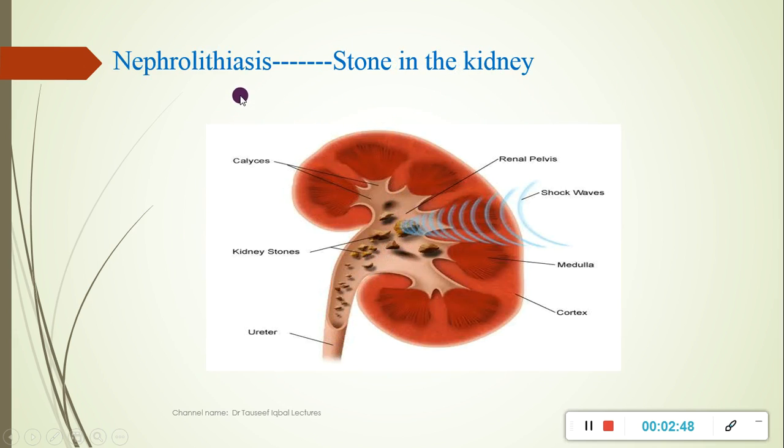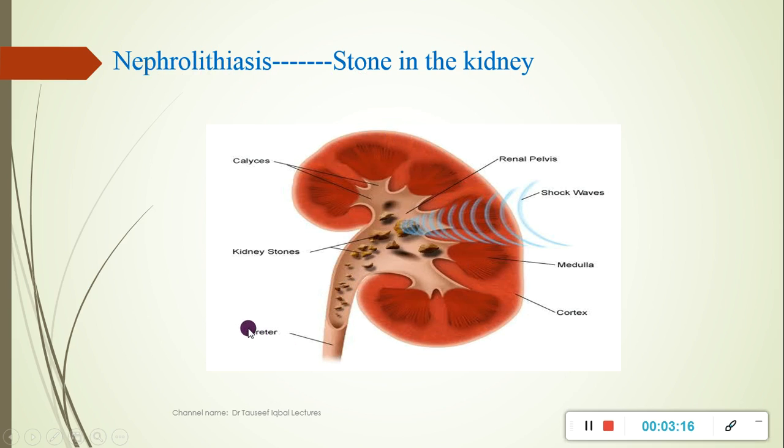Next one is nephrolithiasis. If there is stone inside the kidney, if there is stone inside ureter, or specifically inside kidneys, or it may be in one or both kidneys. So if there is stone inside kidneys, that condition is called nephrolithiasis.